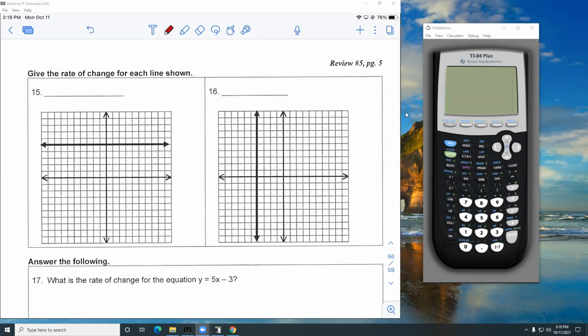All right, we're on number 15. It says, give the rate of change for each line shown. Guys, remember, rate of change is just a fancy word for what? Slope. Very good. So I'm trying to find the slope of these two lines.